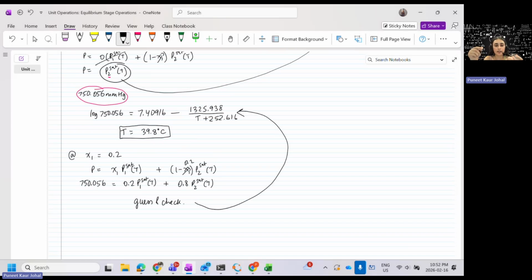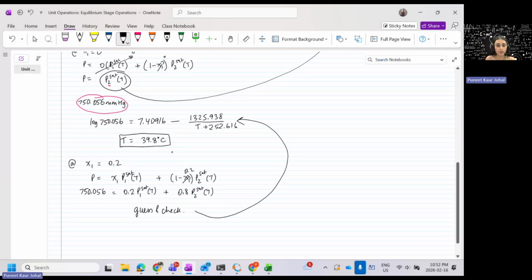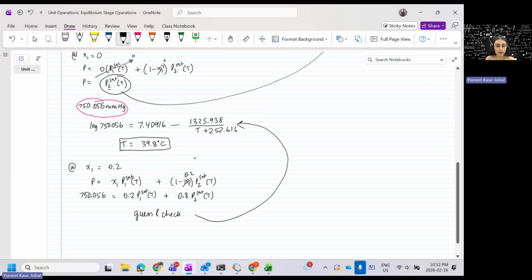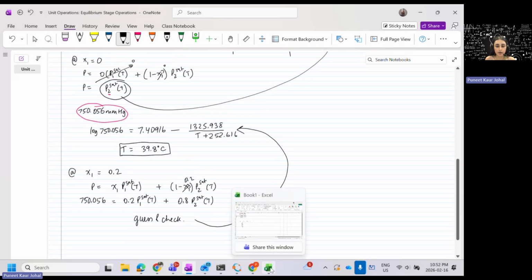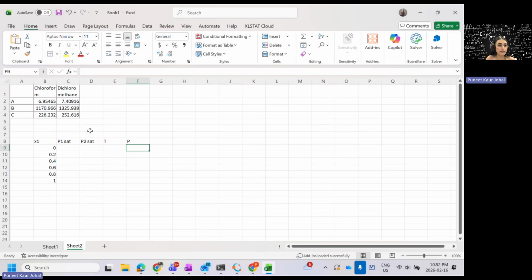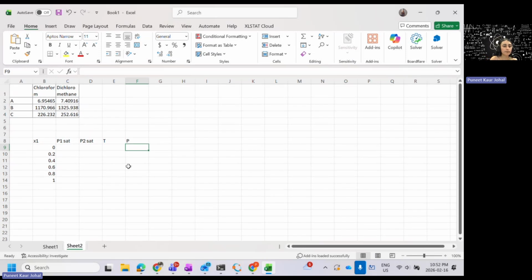But here's a faster way to do this. We can quickly use Excel Solver to do this really quickly for us. So I'm going to show you how to do this on Excel with a solver. Over here I have the setup.